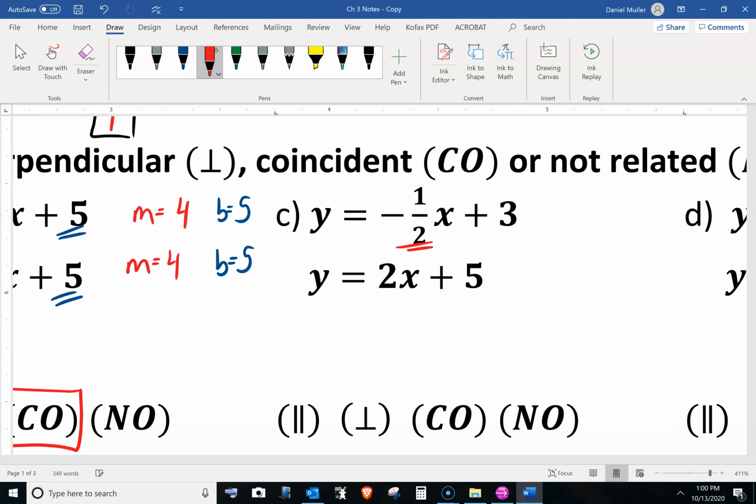So here's my slopes. So my slope is negative 1/2, and this slope is 2 over, doesn't say, but it's over 1. They are flipped from each other, and one's positive, one's negative, so we can say they are definitely perpendicular.